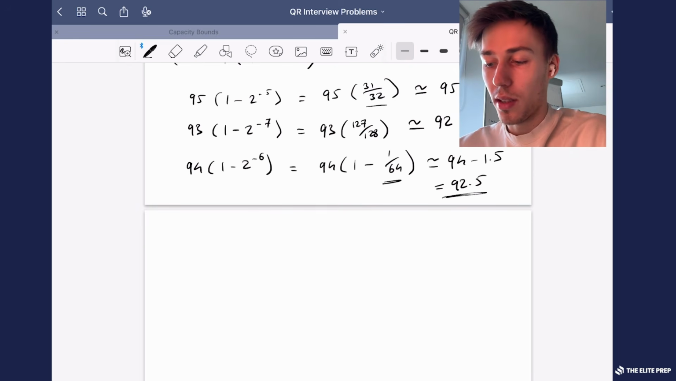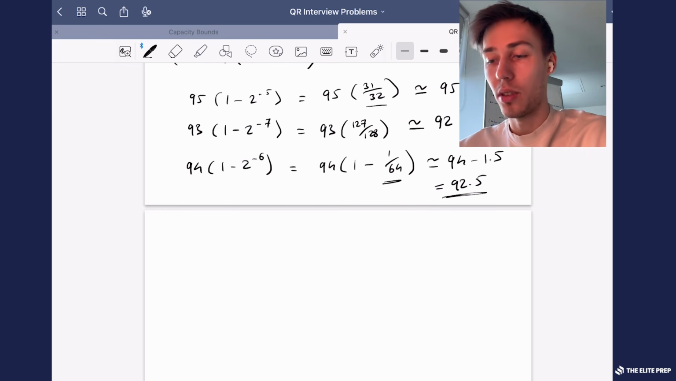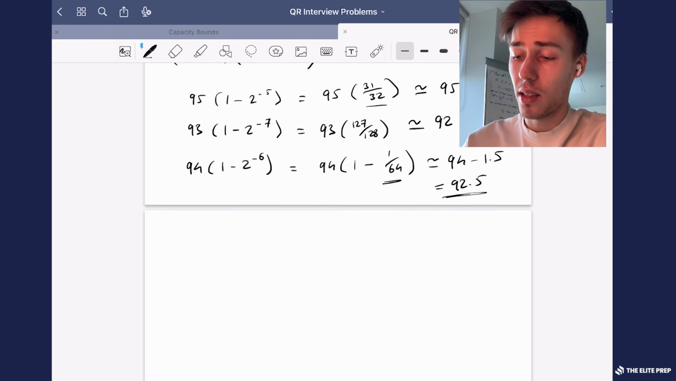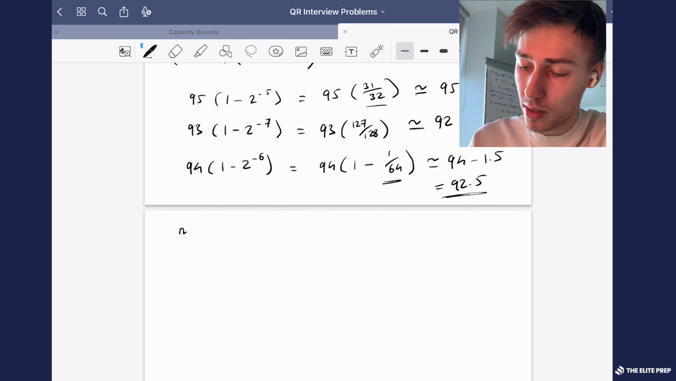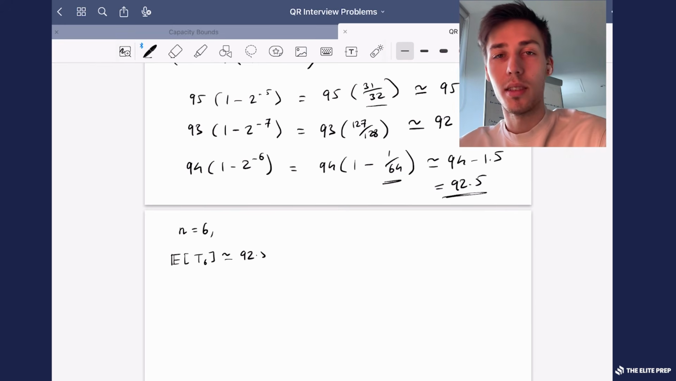So these calculations have shown that the optimal strategy would be to take 6 times, i.e. we let n equal 6, and the expected payoff when using this optimal strategy is about equal to 92.5. So that's the solution to the question.